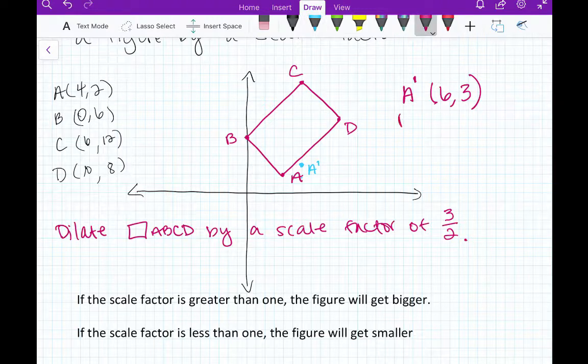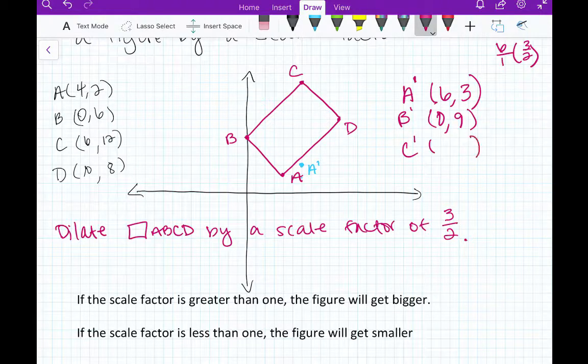All right, and then my B prime, 0, 6. Well, 0 times 3/2 is still 0, so that's still going to be 0. 6 times 3/2, just to show y'all what I'm doing here, 6 times 3 is 18, and 1 times 2 is 2, and 18 divided by 2 is 9. So B prime will be 0, 9. I'll plot that in a second.